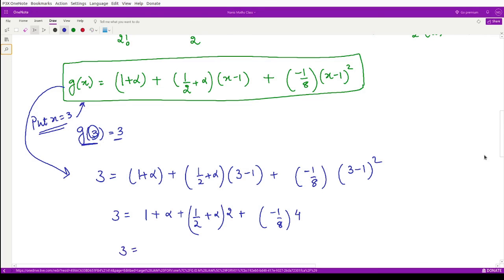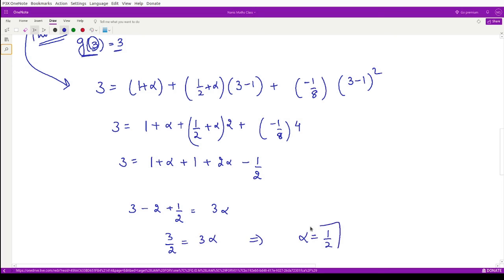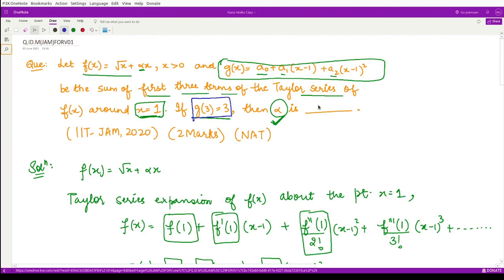So 3 is equal to 1 plus alpha plus 1 plus 2 alpha minus 1 by 2. Finally you obtain 3 minus 2 plus 1 by 2 equal to 3 alpha. When you solve this, 1 plus 1 by 2 is 3 by 2, and 3 by 2 is equal to 3 alpha. That means alpha is equal to 1 by 2. Therefore, the value of alpha in numerical digits is 0.5. So the answer to this particular question is 0.5. I hope you understood this question.